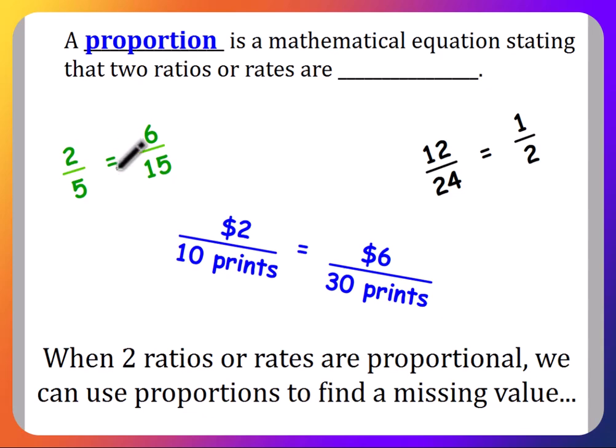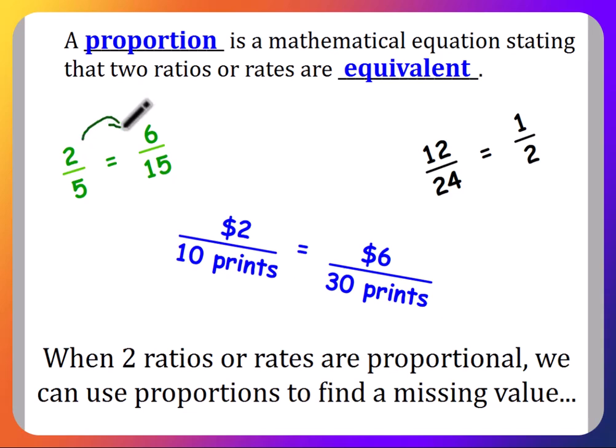Okay, a proportion is a mathematical equation stating that two ratios or rates are equivalent. And of course, equivalent means equal, just like it sounds. So an example would be 2 to 5 is equivalent or equal to 6 to 15. How do we know that?